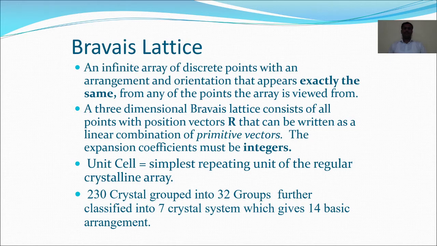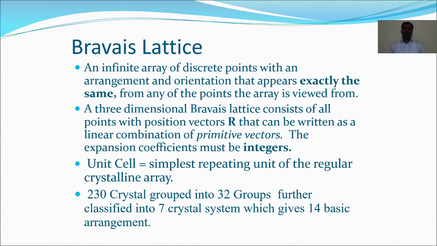Bravais lattices. An infinite array of discrete points with an arrangement and orientation that appears exactly the same from any of the points the array is viewed from. A three-dimensional Bravais lattice consists of all points with a position vector r that can be written as a linear combination of primitive vectors. The expansion coefficients must be integers. Unit cell: the simplest repeating unit of a regular crystalline array is called a unit cell.